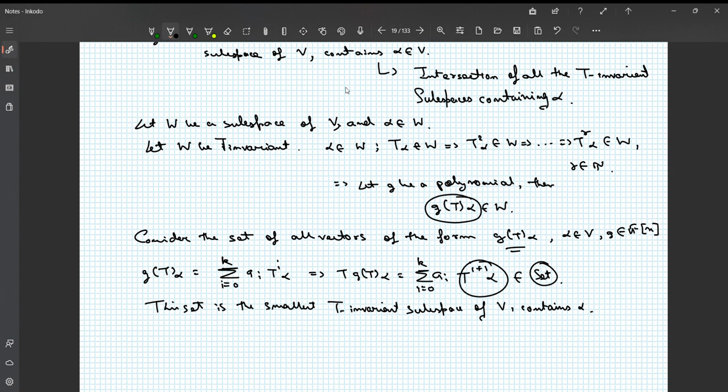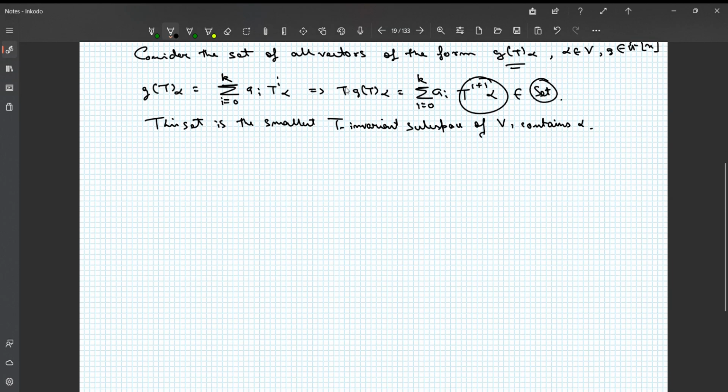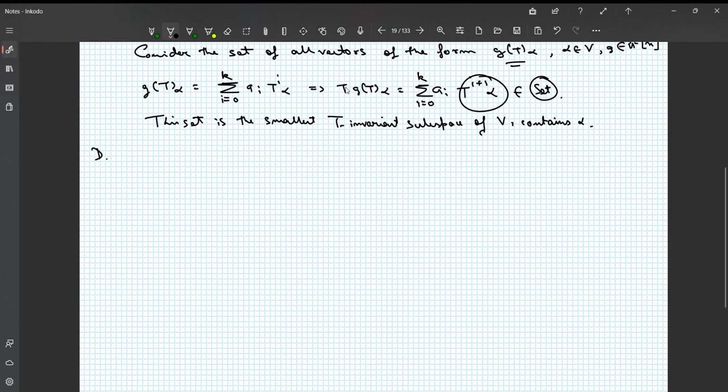So this set is typically what we call the cyclic subspace generated by the element alpha, which is the topic of this lecture. So let me now come to the definition. If alpha belongs to V, the T cyclic subspace generated by alpha is the subspace.